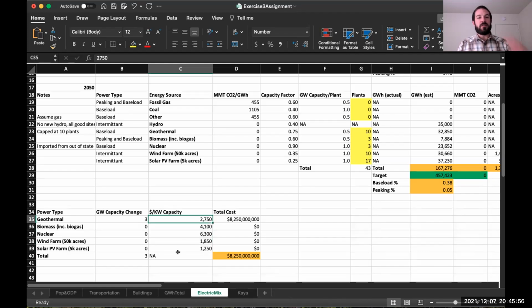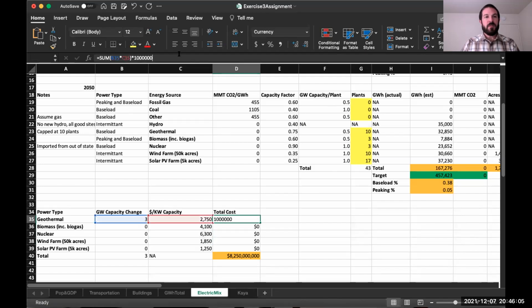So it's about $2,750 per kilowatt of installed capacity. This is just research that I did. You multiply that by the change in capacity, and then multiply by 1 million, because we're converting kilowatt hours once again to gigawatt hours. So that's the total cost. It's about $8 billion in 2020 dollars. I'm not going to make you deal with converting to 2050 dollars. In 2020 dollars, that's about the cost, a little over 8 billion, to build those 6 geothermal plants.